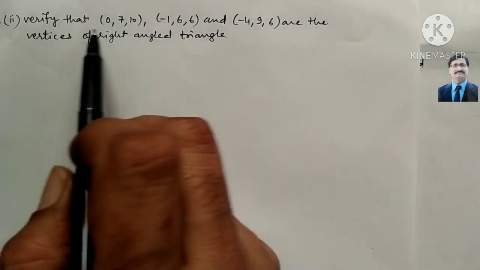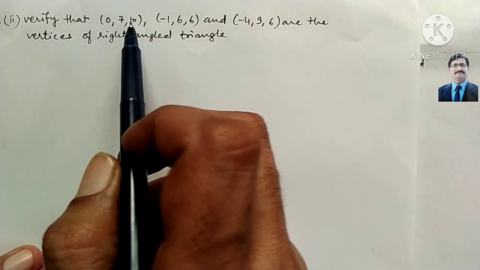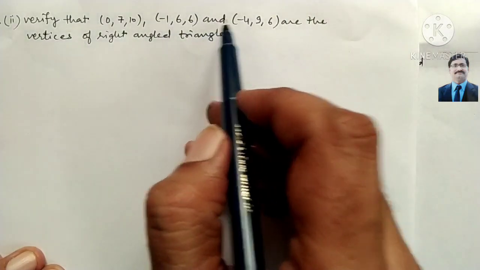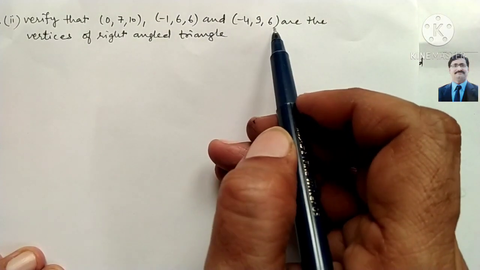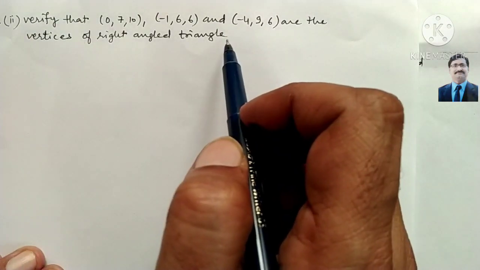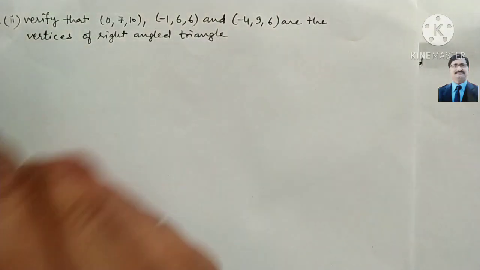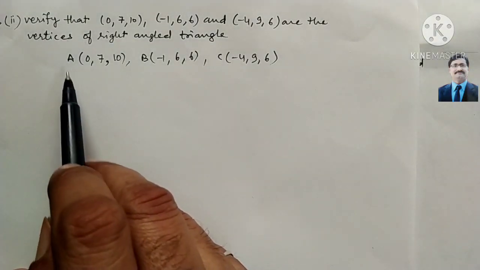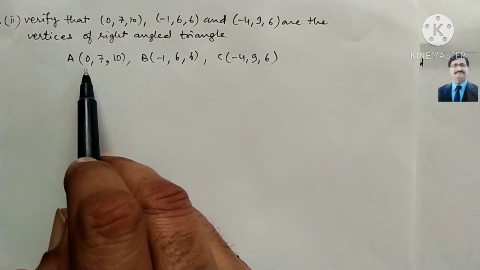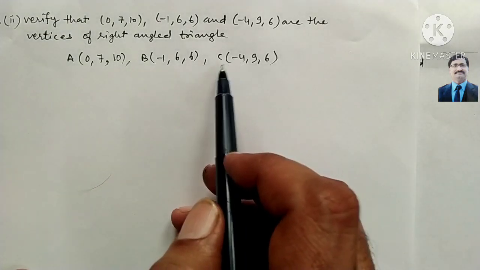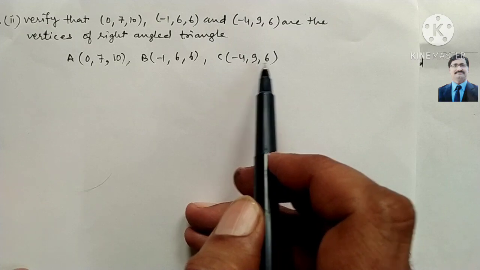Look here, verify that the points 0, 7 and 10, and the second point minus 1, 6 and 6, and the third point minus 4, 9, 6 are the vertices of a right angle triangle. So these type of questions we can write. First of all, we can mark here, this is the first point, A is 0, 7 and 10. B point is minus 1, 6, 6 and C point is minus 4, 9, 6.